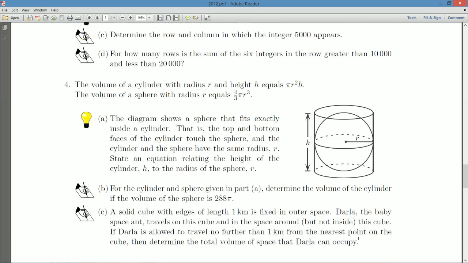That baby space ant, that really confuses me, frankly. I want to know who made that question and why they thought a baby space ant would be good. But yeah, no. Good question. I'd say good paper overall.